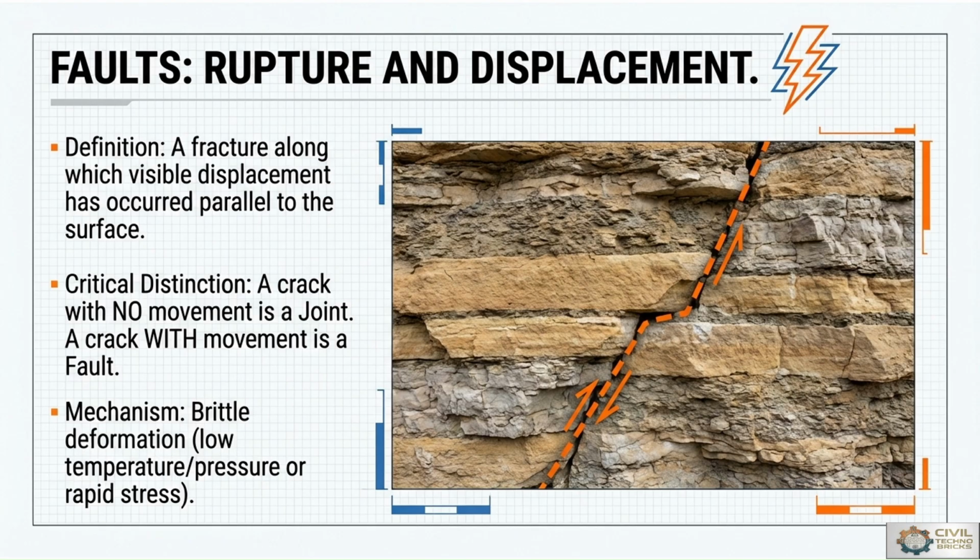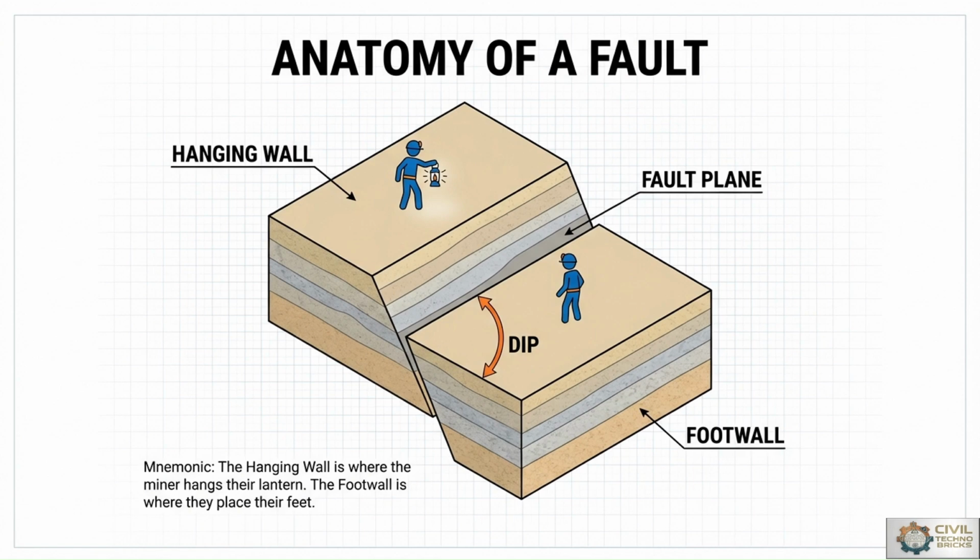The mechanism is brittle deformation, that is low temperature, low pressure, or rapid stresses impacting on it. So what is the anatomy of a fault? First is the hanging wall, second is the footwall. The hanging wall is the block above the fault plane, and the footwall is the block below that fault plane. Both are explained in the diagram. The hanging wall is where the miner hangs their lantern. The footwall is where they place their feet.